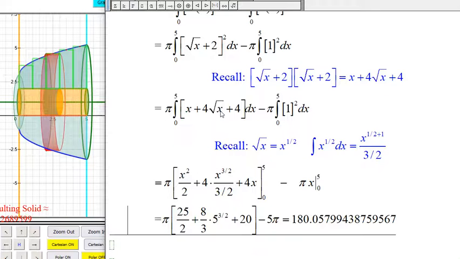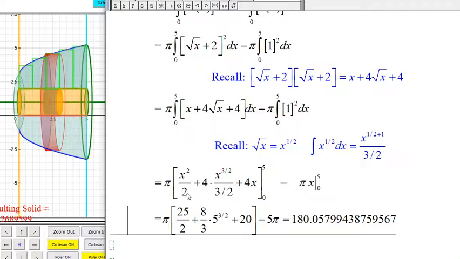Now the square root of x is the same as x to the 1/2, and for the antiderivative of x to the 1/2, we add 1 to the 1/2, which is 3/2, and then divide by 3/2. So we end up with x to the 3/2 divided by 3/2. The antiderivative of the constant 4 is just 4x. 1 squared is 1, and the antiderivative of the constant 1 is just x. And then we have the pi right here. Now we'll evaluate from 0 to 5.